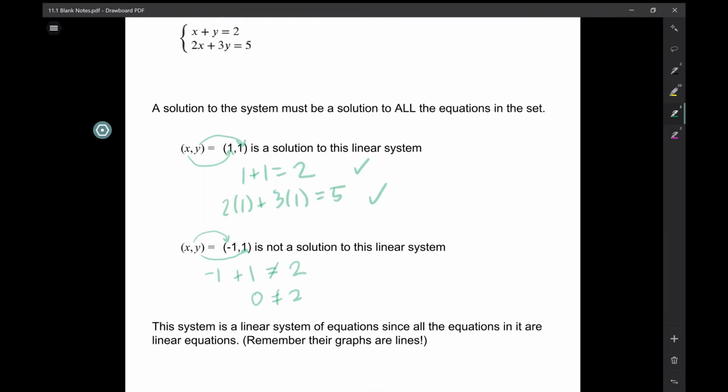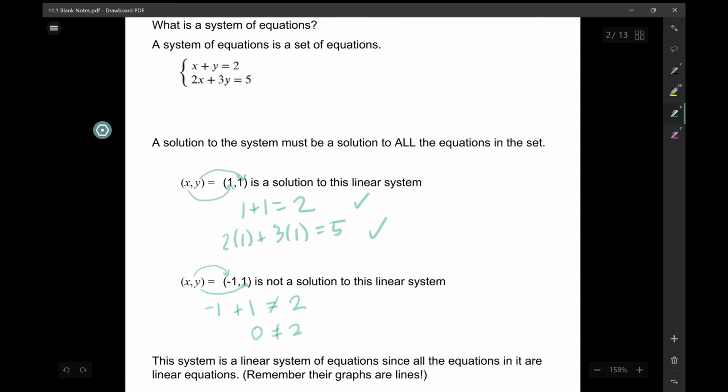All right, this system is a linear system of equations since all the equations in it are linear equations. Remember, the graphs are all lines. Not all systems of equations are always linear, but we're going to be working with linear ones in Math 111.